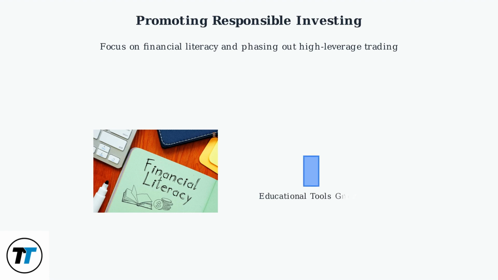The industry is shifting toward promoting responsible investing through enhanced financial literacy tools. Experts predict a 40% rise in educational resources by 2026 to 2027, with Robinhood partnering with nonprofits to help users understand trading risks. Additionally, there may be a gradual phase out of high leverage retail trading to encourage more sustainable investment practices.